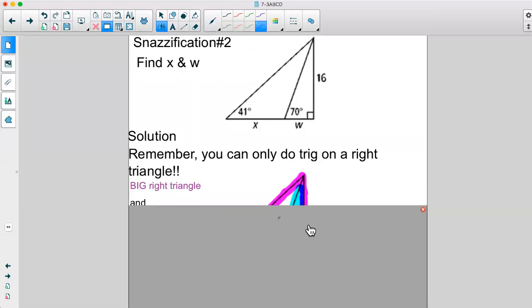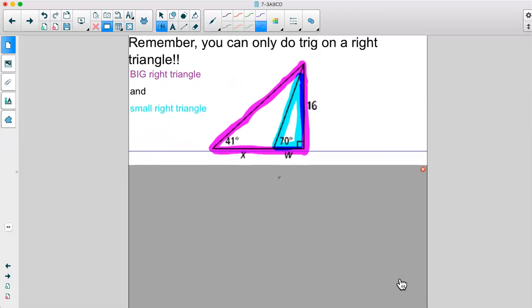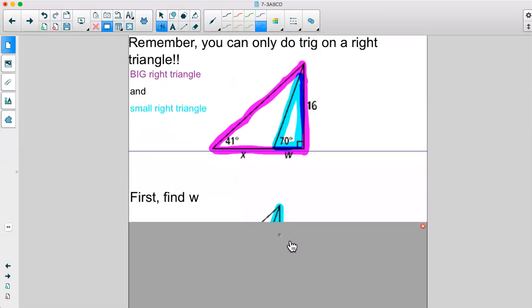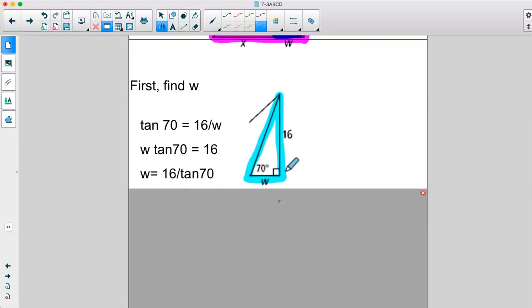You can only do trig on a right triangle. So remember, you can do trig on the little blue triangle, that's a right triangle, or the big pink triangle, that's a right triangle. So how can we find W and X given those parameters? Well, first we can find W, because if we want to find W, we have an angle, opposite leg, and adjacent leg, and that's tangent.